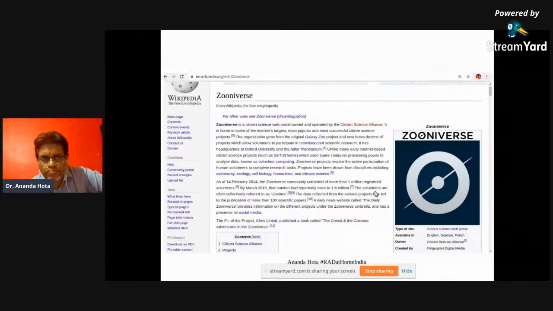Zooniverse, let's come. This now has probably more than 2 million members. By March 2019, it was 1.6 million. Now it has probably close to 2 million. It is very famous. It has many astronomy projects as well.